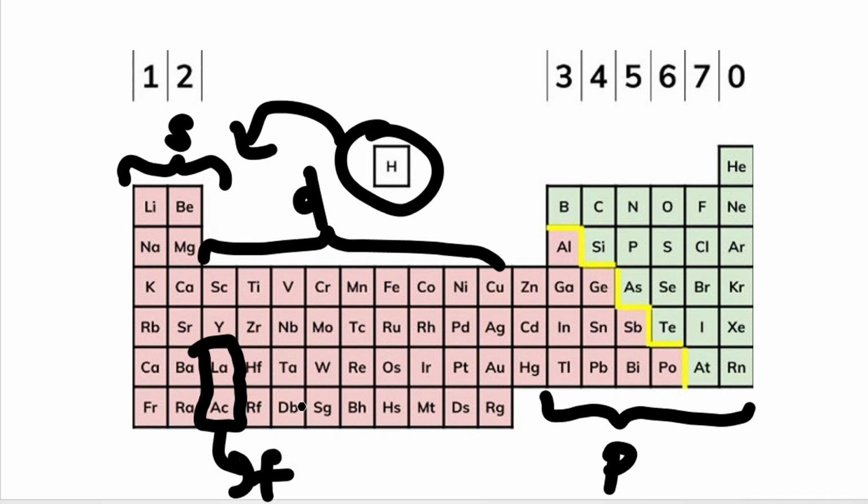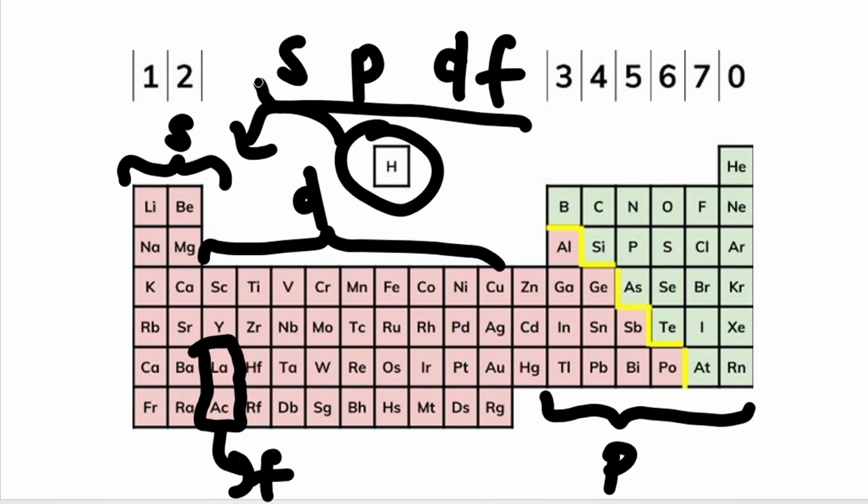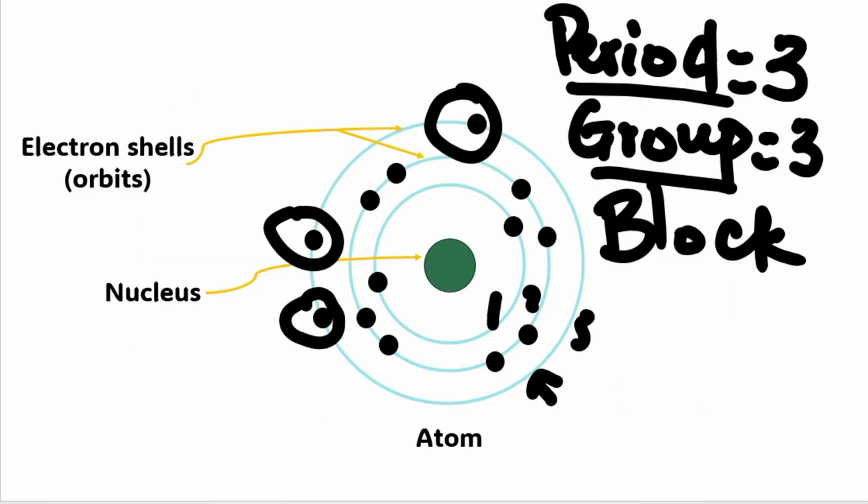What do you mean by that? You see that S, D, P, F. Do you remember them? When we were doing electronic configuration, S, P, D, F, right? They refer to the electronic configuration. So you cannot tell the block directly from just the atoms, right? So in this section, we'll be given electronic configuration. That's the question that comes mostly, right?